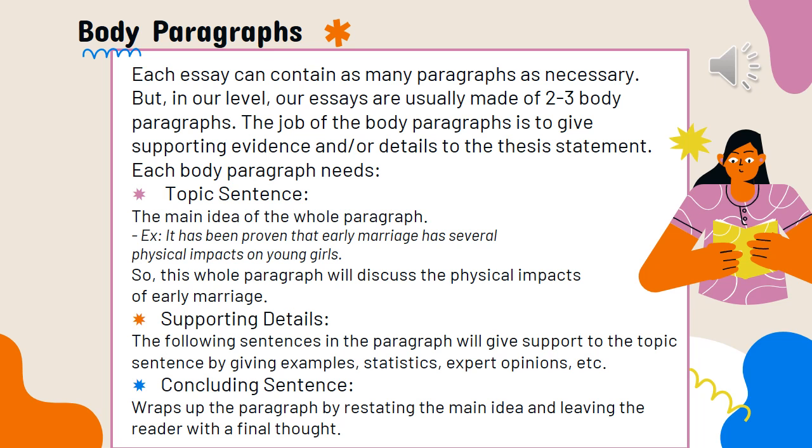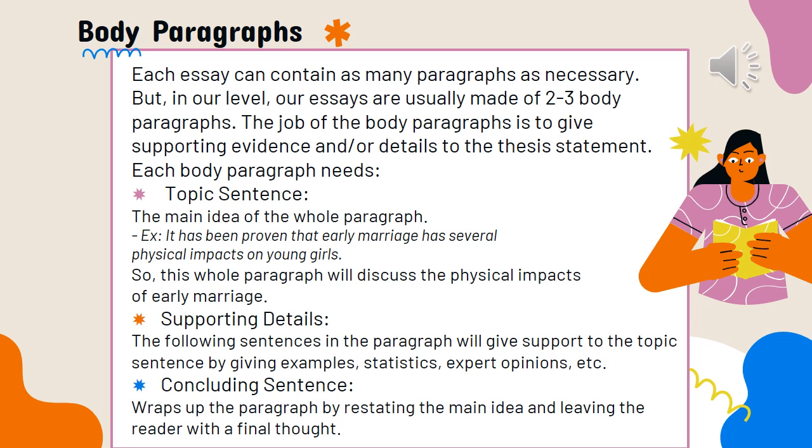So 2 body paragraphs. Each body paragraph should consist of the topic sentence, supporting details, and concluding sentence. The topic sentence introduces the paragraph and tells me what this paragraph is going to talk about. So this whole paragraph will discuss the physical impacts of early marriage. The supporting details are the following sentences in the paragraph and will give support to the topic sentence by giving examples, statistics, or expert opinions.